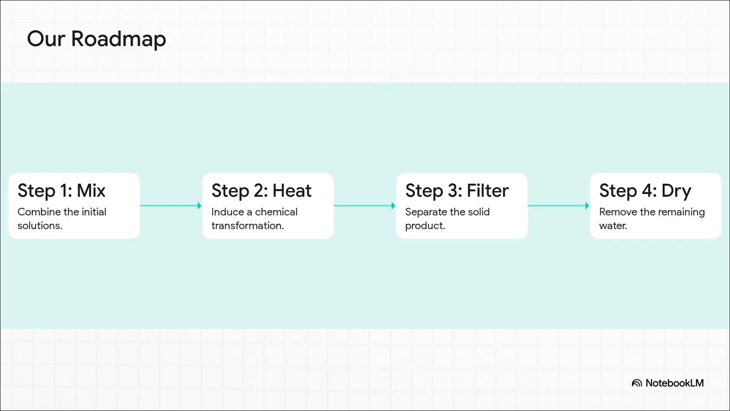So what's our game plan? What's the roadmap for this little creation journey? It's a simple 4-step process. First, we're going to mix our ingredients. Then, we add some heat. After that, we filter out what we've made, and finally, we dry it. Mix, heat, filter, dry. Let's jump into that first step.